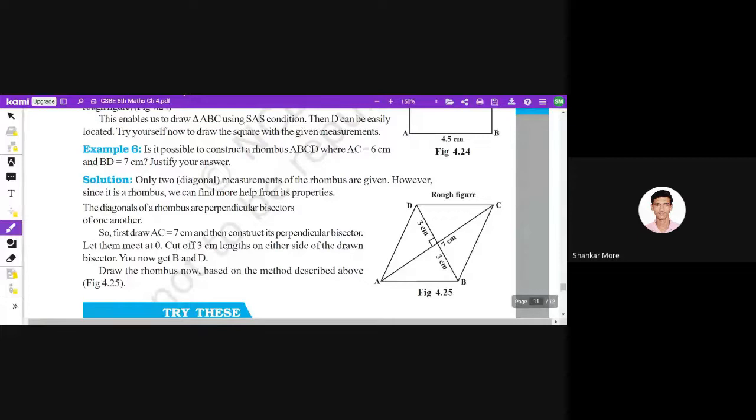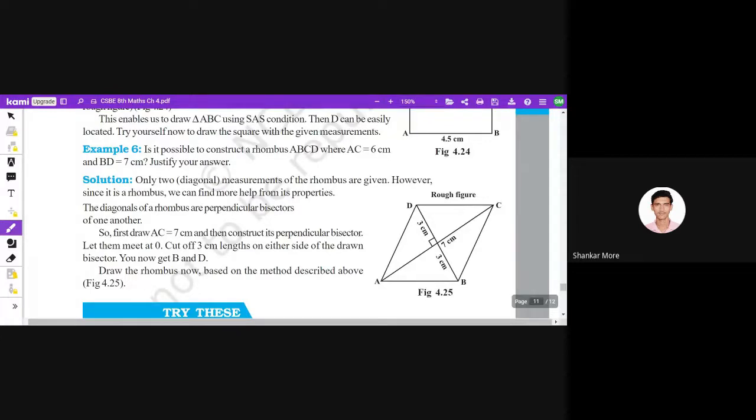So now example 6, is it possible to construct a rhombus ABCD, where AC is 6 centimeter and BD is 7 centimeter. So see, now we have to construct a rhombus, and here we have two measurements and those are diagonals. So AC draw करना है और BD draw करना है. So how we are going to draw this, students? Any idea कि हम किस तरीके से इसे draw कर सकते हैं?